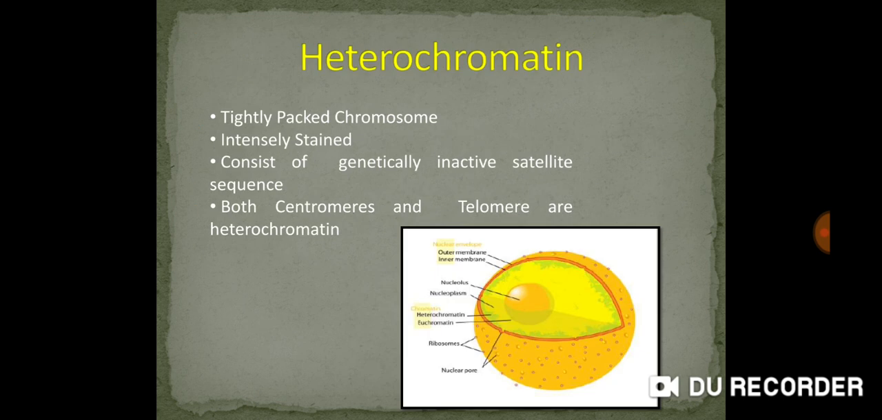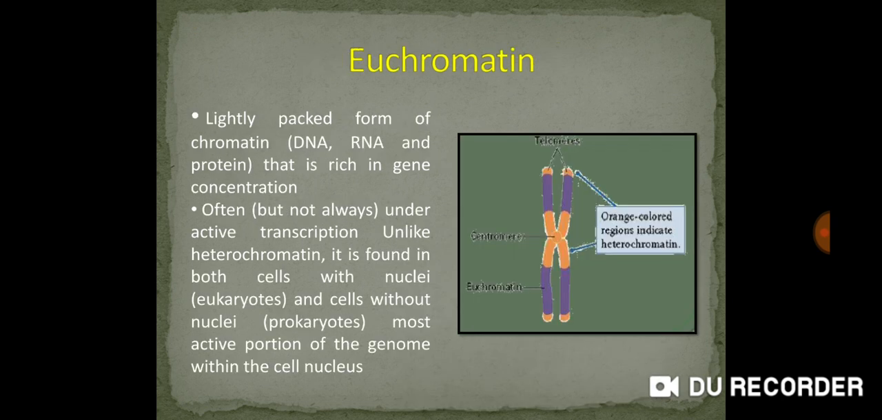Heterochromatin. It is tightly packed chromatin, intensely stained and having genetically inactive satellite sequences. Centromere and telomere are heterochromatic. Euchromatin. It is a lightly packed form of chromatin, DNA, RNA and protein, often under active transcription. Unlike heterochromatin, it is found in both eukaryotic cells, with a nucleus, and prokaryotic cells, without a nucleus, and is the active portion of the genome within the cell nucleus.